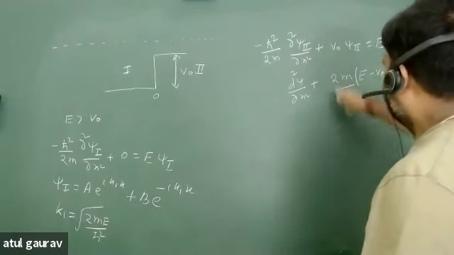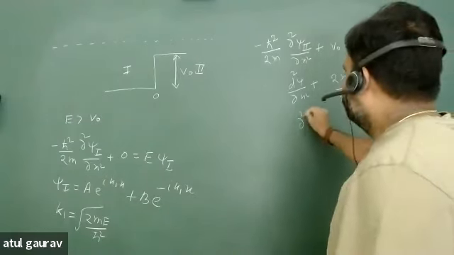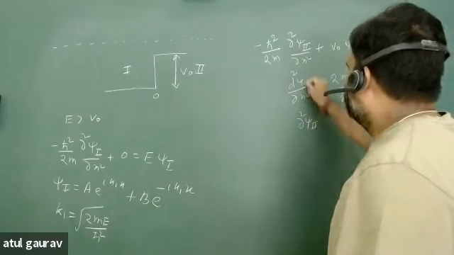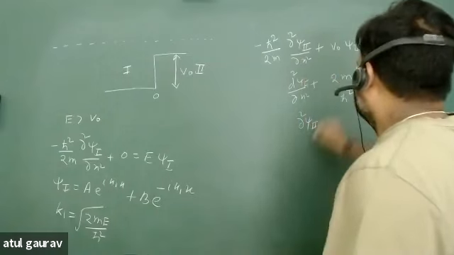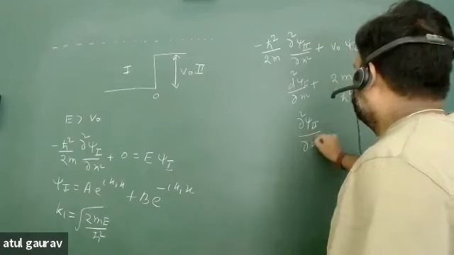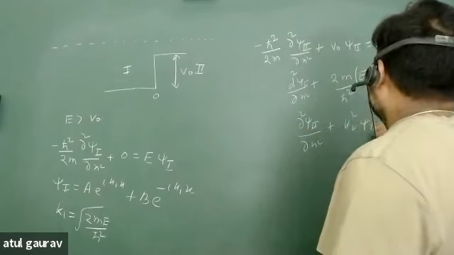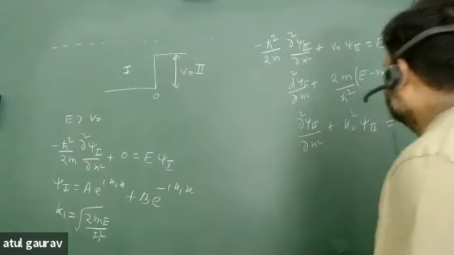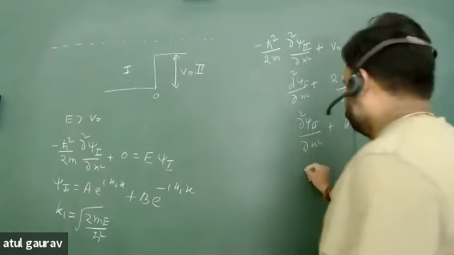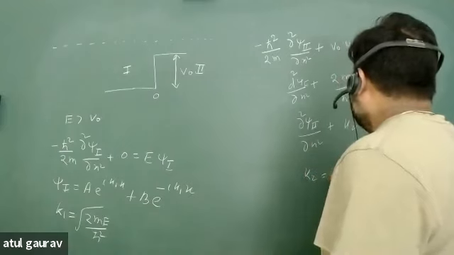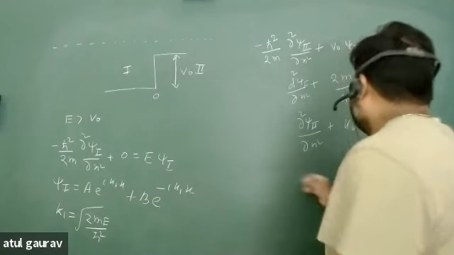So there is not any problem. I can write this as del square psi 2 over del x square plus k2 square psi 2 is equal to 0, where k2 squared is 2m(E minus V naught) upon h cut square. So what is k2? You can find k2 and just find the solution.